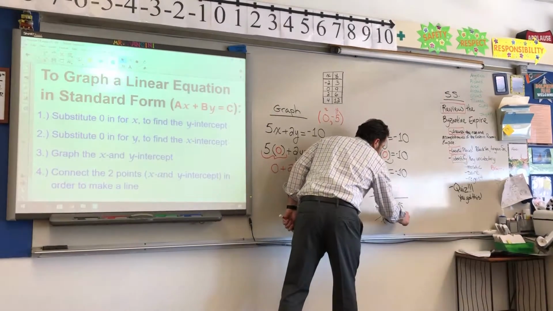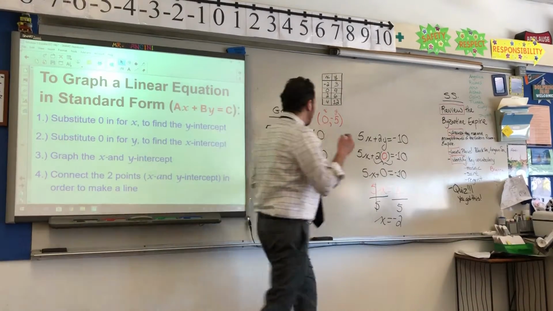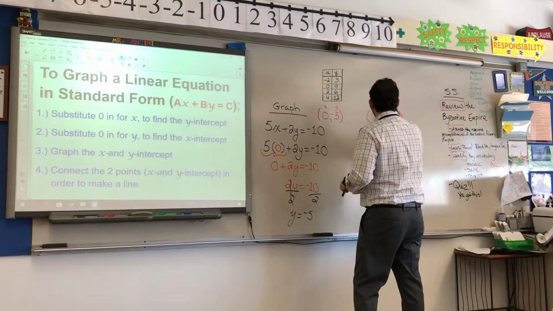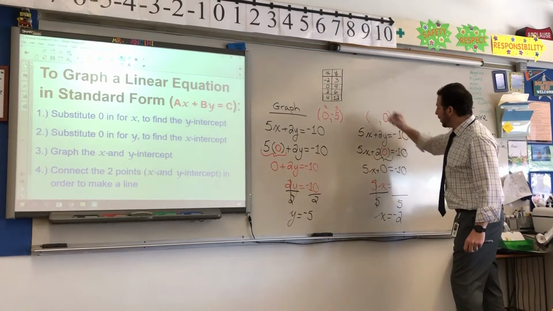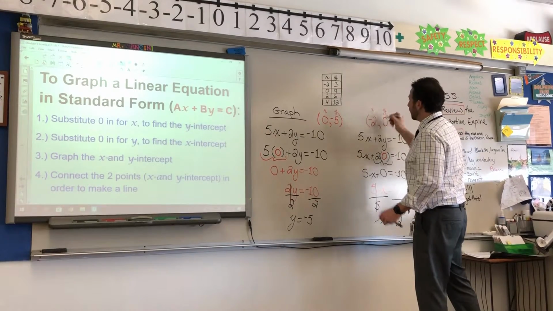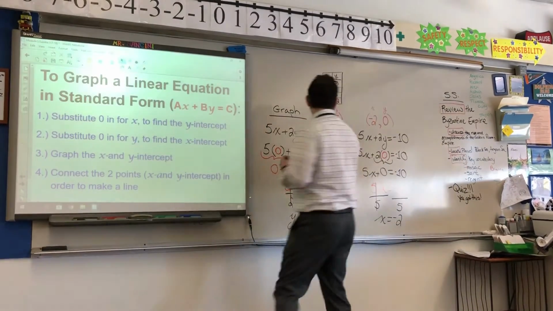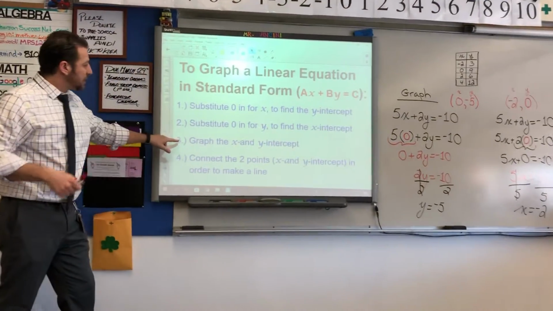X equals negative 2. What am I saying? I'm saying that if in my ordered pair I'm going to call y 0, then x is negative 2. Okay? Follow me. That leads us basically to step 3.